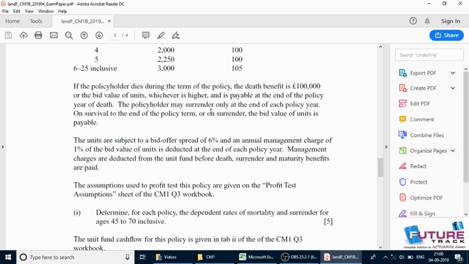The policyholder may surrender at the end of the policy year, very important. On survival, we get the bid value only. The units are subject to the bid offer spread of 6%. The 6% is my bid value. Management charges are given as 1%.